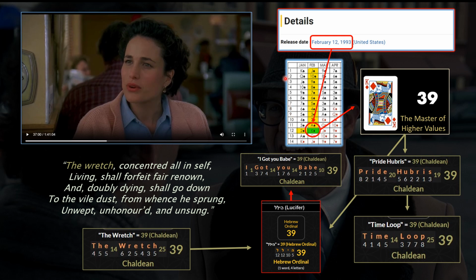I thought it was interesting that the movie was released on February 12th of 1993, and there we see the number 93 reference again. And February 12th, using the Cards of Destiny system, is a King of Diamonds day, and the King of Diamonds is the master of higher values and is also the 39th card of the deck. So there's a big reference here to Lucifer going on in regards to this movie, and the number 39 and the number 93, its mirror, as well.